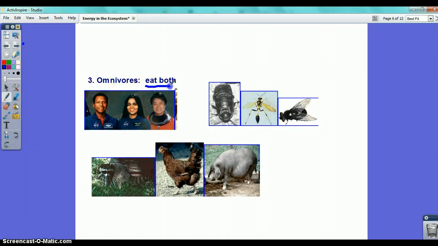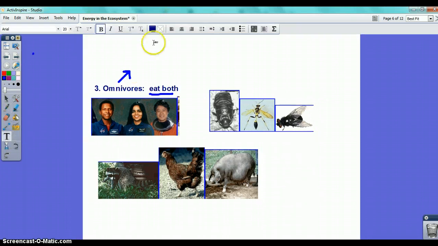Omnivores are organisms that eat both. Think of this term as more like a vocabulary term. If I reference an organism feeding off a plant, you're going to give me the answer of herbivore. If I reference an organism eating meat, it's a carnivore. If I ask what type of organisms eat both, then you would pick omnivore.